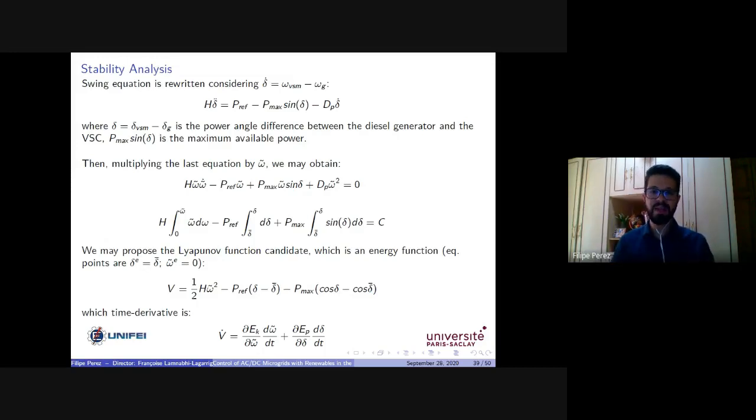Here we can rewrite the swing equation of the system, considering the delta angle, which is the power angle difference between the diesel generator and the VSC converter. So by writing the equation like this and multiplying it by omega tilde and integrating from an equilibrium point, we may result in the Lyapunov function candidate, which is the energy function of the system. So to investigate the stability of the system, we may compute the time derivative of the Lyapunov function, which is given by the partial derivative of the energy function.